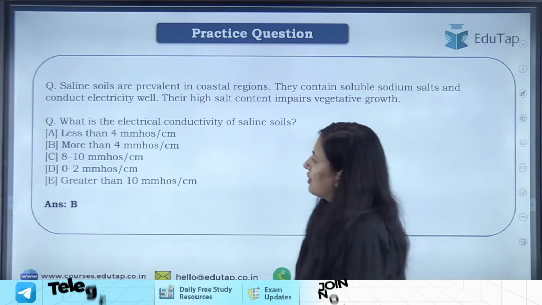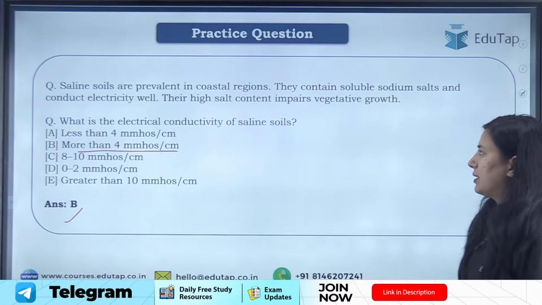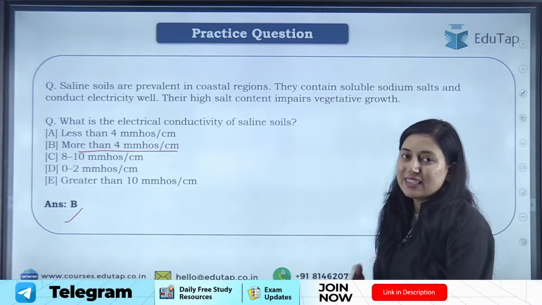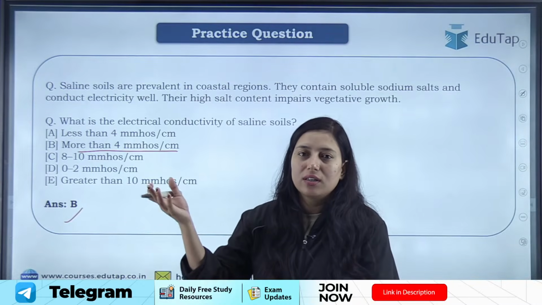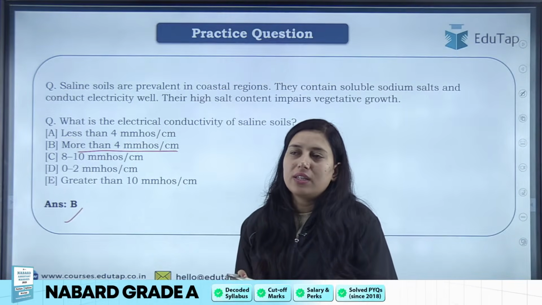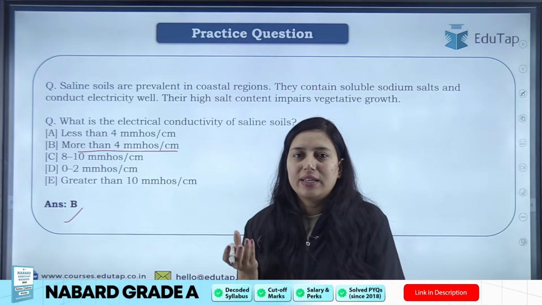What will be the answer? So it will be option B, more than 4 millimoles per centimeter, ठीक है। So students, saline soils are those which are rich in salts, okay, soil which have high salt concentration are called saline soil, okay। Now see, how do we measure this salt concentration in any soil?